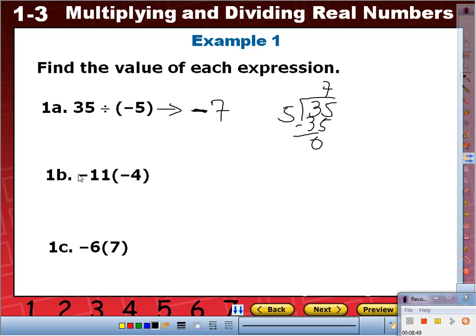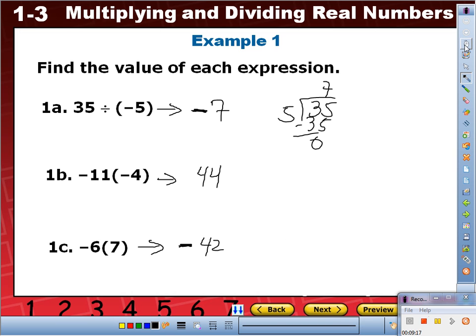Okay, let's do the next one. First things first, identify if the answer is a positive or negative. Are they the same sign? So the answer is positive. 11 times 4, that's 44. Let's do this one. Are these the same sign? No. The answer is negative. 6 times 7, 42. Okay? Piece of cake?